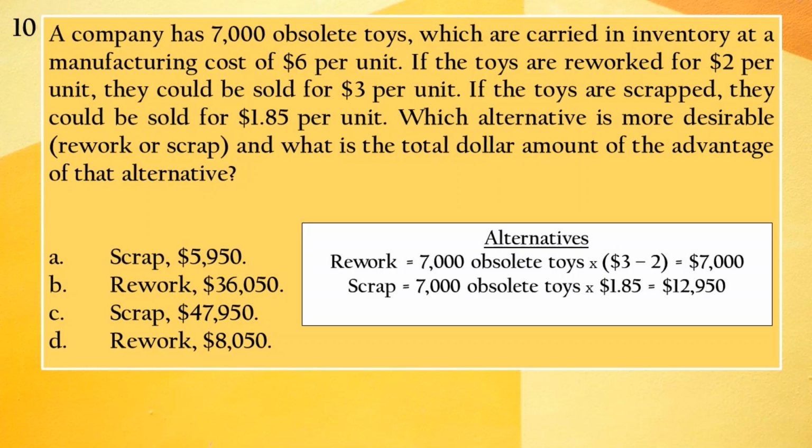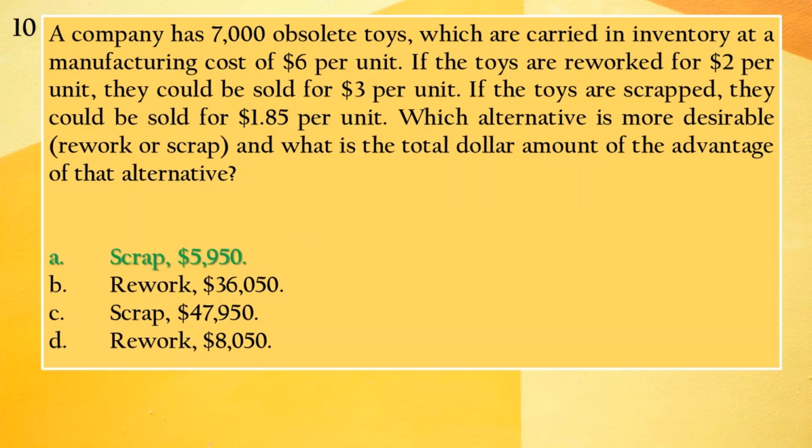If we decide to scrap, we would get 7,000 times $1.85, which would be $12,950, right? So which one is higher? I think we should go with scrap because scrap will give us $12,950 compared to rework $7,000. So we know that the advantage is scrap. What is the amount? That's easy. We just do $12,950 minus $7,000. We get our advantage of $5,950. So the answer is A.